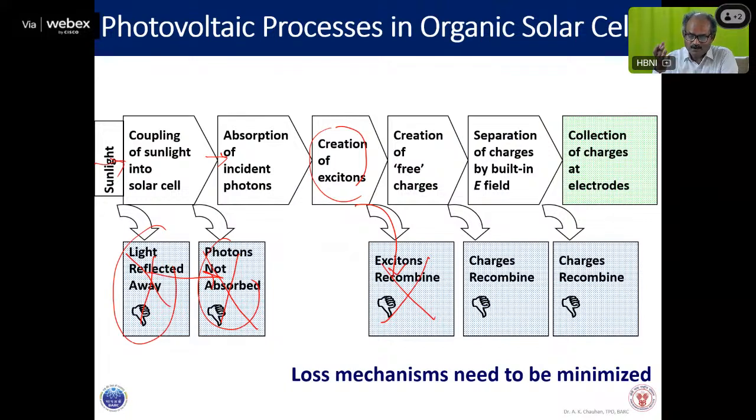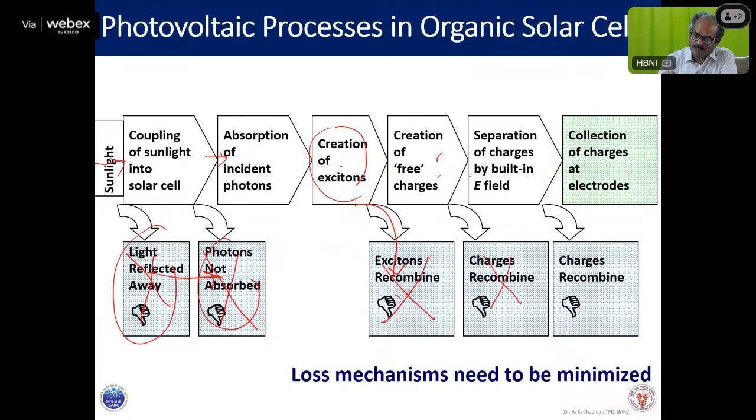But if somehow they have reached the boundary and created free charges, they can still recombine, back recombine, as I showed in that animation. But the probability of back recombination is low, so that is not a very serious issue. Here, though, exciton recombination is a serious issue. If those recombine, then it is also a loss.